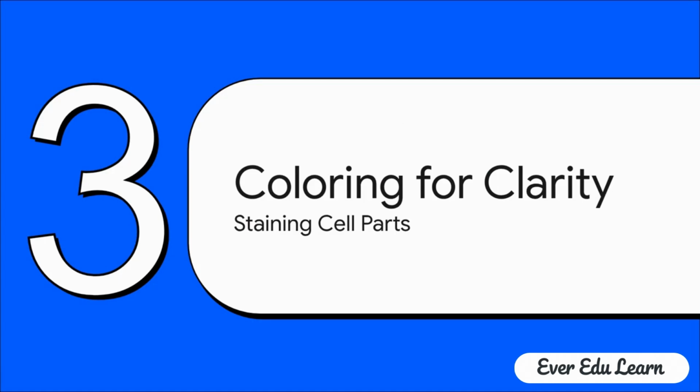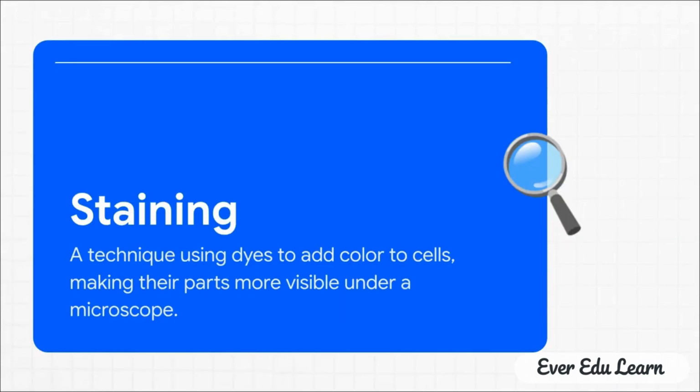But there's another problem. Under a microscope, most cells are basically transparent. It's like trying to examine a clear piece of glass underwater. You know it's there, but good luck seeing any of the details. The solution is just wonderfully simple. Add some color. The technique is called staining, and it uses special dyes that grab onto different parts of the cell.